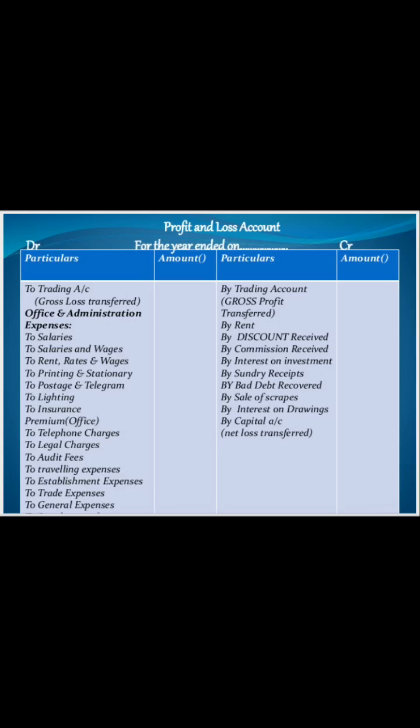Now we have to balance both the debit and credit sides. If the credit side is greater than the debit side, that means we have more income than the expenditure, so we are going to get a net profit, which is to be written on the debit side. And if the expenses are greater than the income, then it is to be written as a net loss on the credit side.